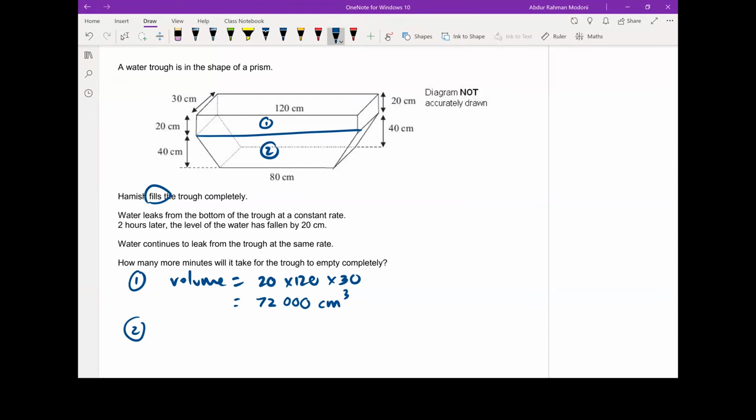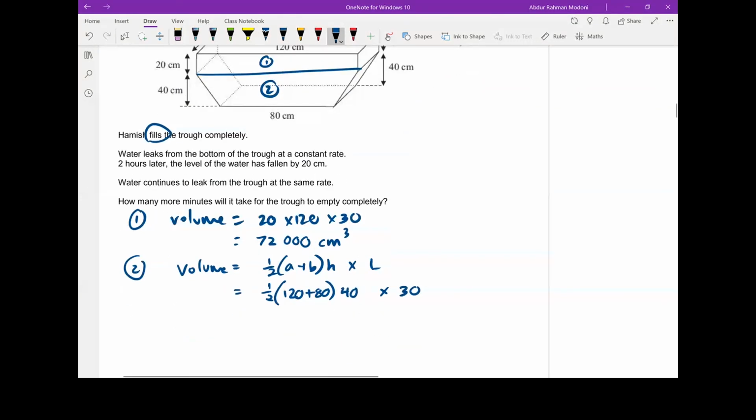For shape 2, the volume, it's a trapezium, so the trapezium is worked out by doing, first of all, the trapezium area is half A plus B times height, but then we're timesing it by the length because I've got here volume written. Okay, so what's that? Well, it's half of the two parallel sides, which are 80 and 120, times by the distance between them, which is 40, and then times by the depth or the length, which is 30, to work out the volume.